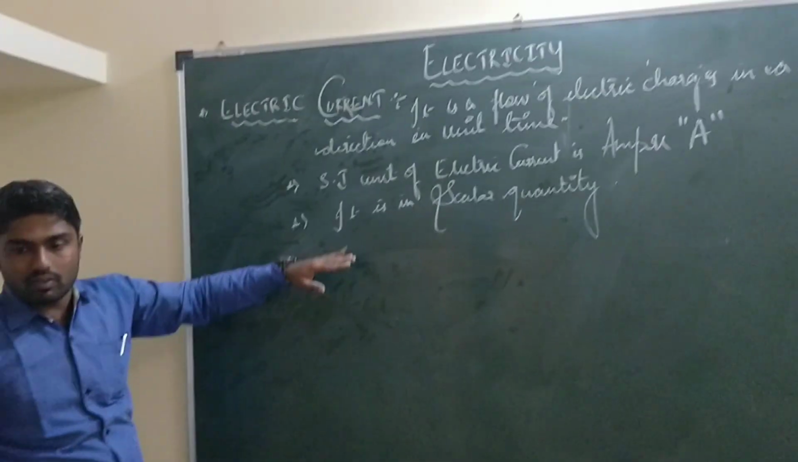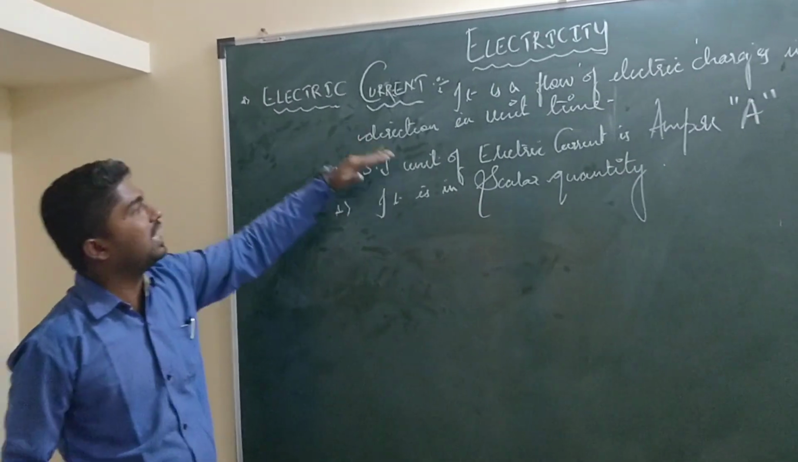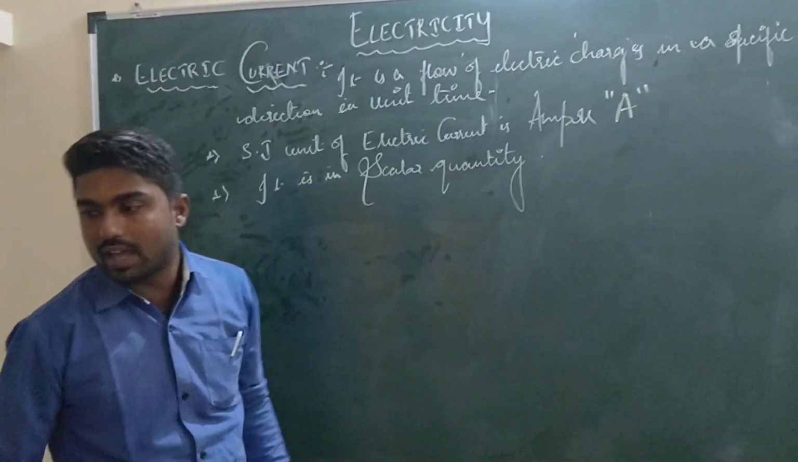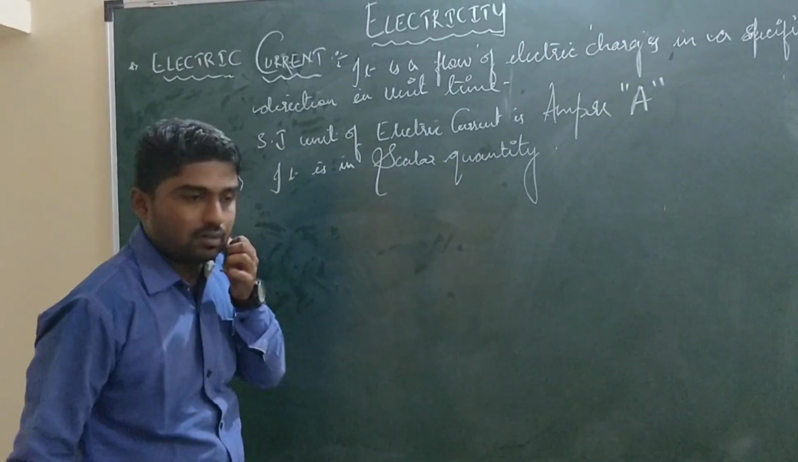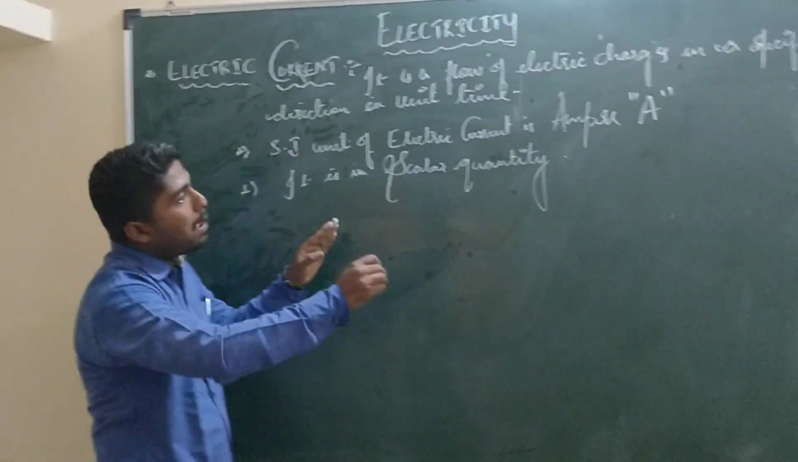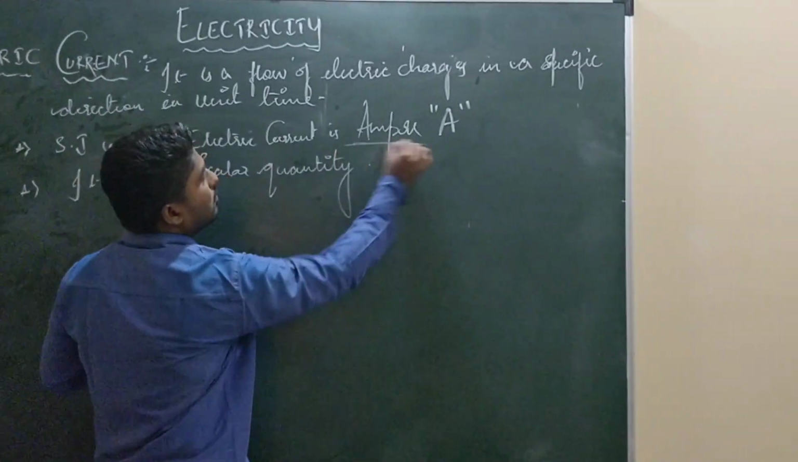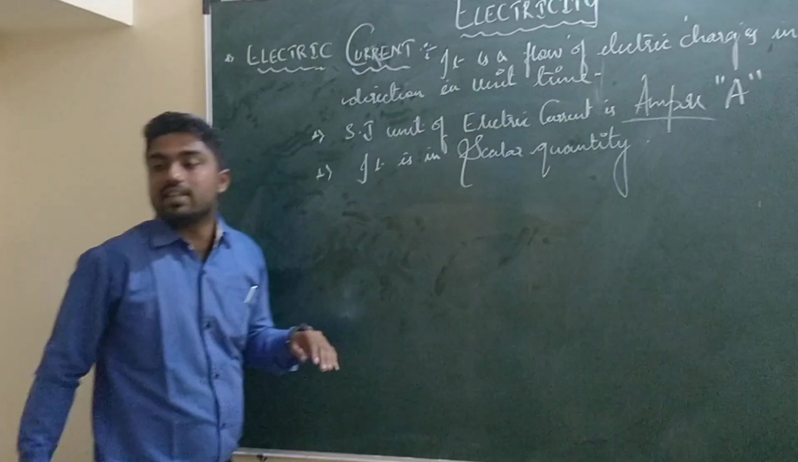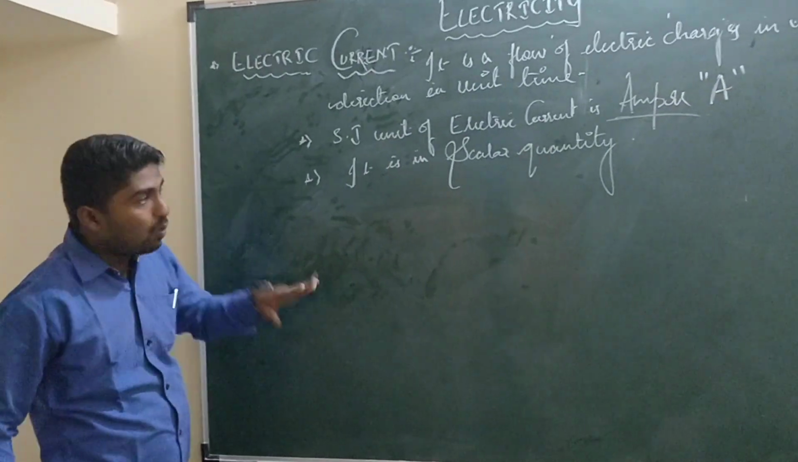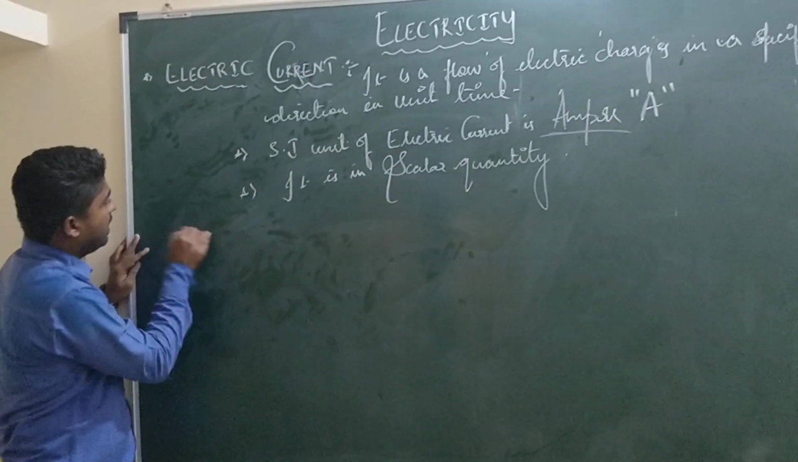It is a scalar quantity. It is the basics about the electric current, which we have just discussed here. Okay. Now come to the point of ampere. What is ampere here? Now we will discuss about the ampere.